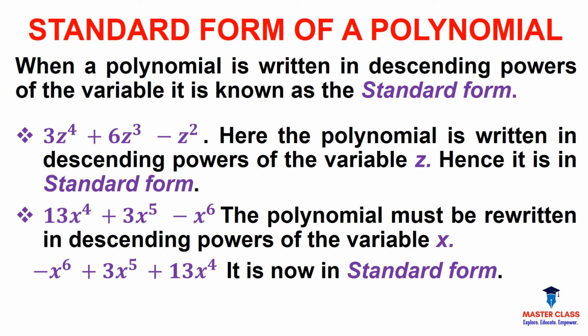When a polynomial is written in descending powers of the variable, it is known as standard form. Take 3z raised to 4 plus 6z cube minus z square. Here the polynomial is written in descending powers of the variable z. Hence it is in standard form. The polynomial 13x raised to 4 plus 3x raised to 5 minus x raised to 6 must be written in descending powers of the variable x, like minus x raised to 6 plus 3x raised to 5 plus 13x raised to 4, to make it in standard form.